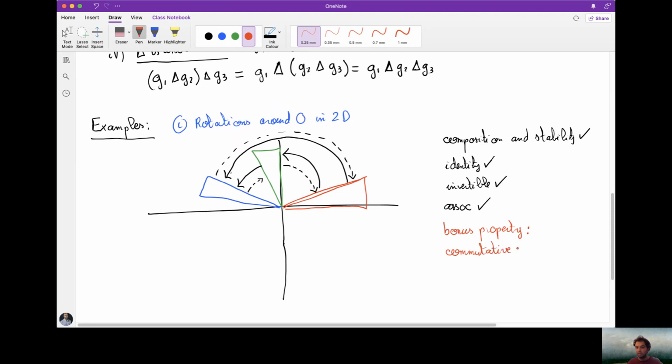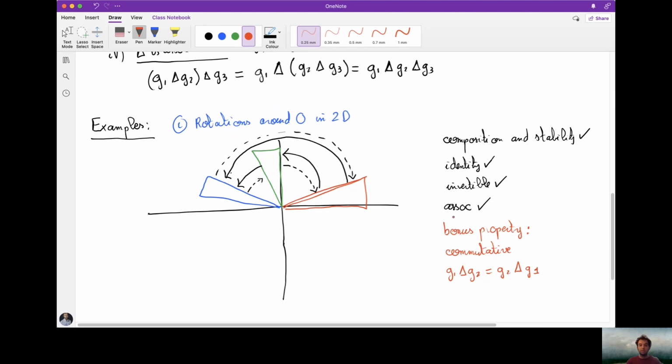And what commutativity means is that if you do the rotation of pi over 2 and then the rotation of pi over 3, it's the same as first doing the rotation of pi over 3 and then a rotation of pi over 2. If you want to make this precise, it means that for any 2 elements that you take, G1 composed with G2 is equal to G2 composed with G1. So even the time order of the operations does not matter.